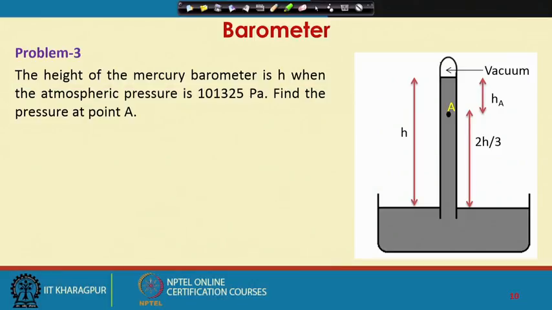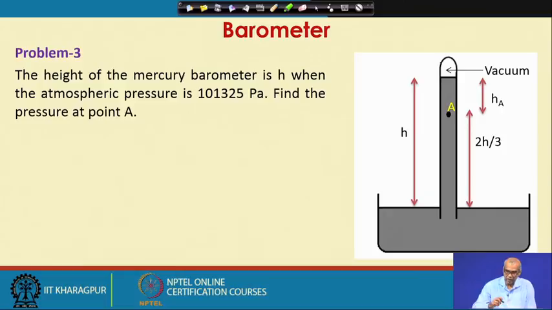Finally, let us take another very small example on barometer. The height of the mercury barometer is h when the atmospheric pressure is 101325 Pascal. Let us try to calculate the pressure at point A. It is given that this distance is 2h by 3 and this is h A.